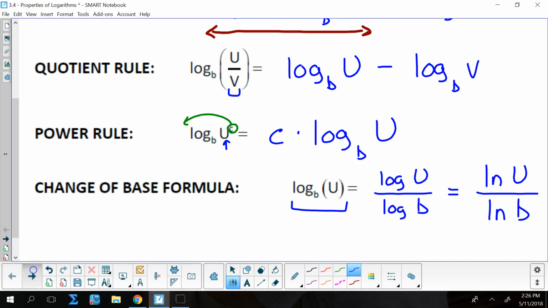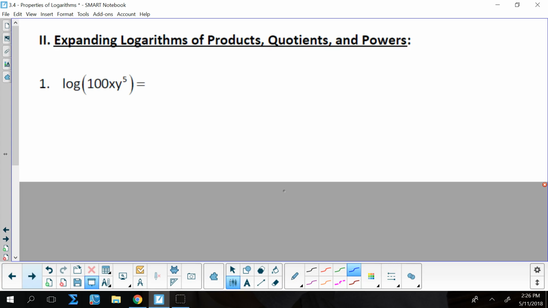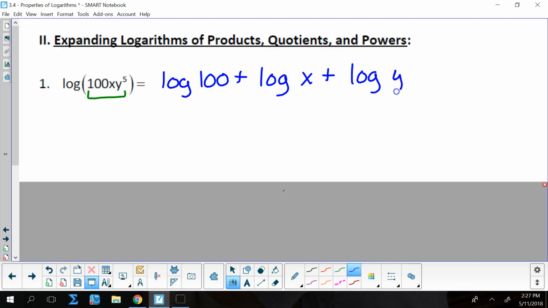Okay? So let's do an example here of each of these, expanding logarithms. On this first one, I look at what's inside my argument here, and I see three distinct terms. First off, I see that this is 100 times x times y to the fifth. So I can break that up into the log of 100 plus the log of x plus the log of y to the fifth power.